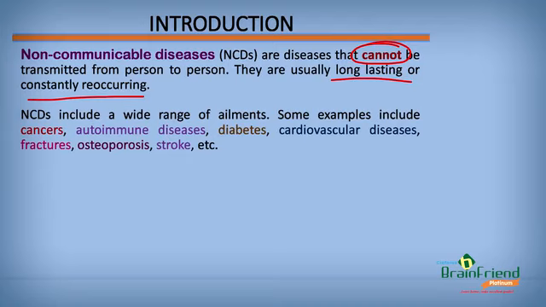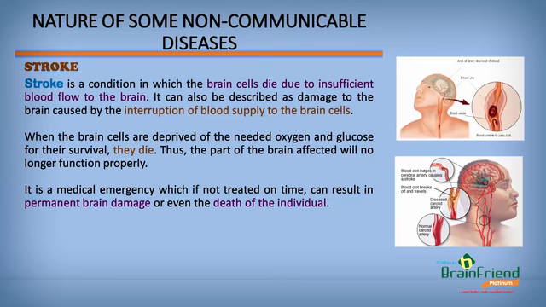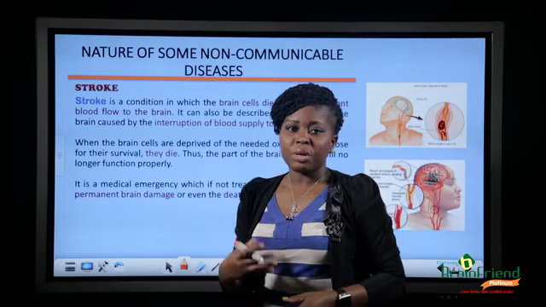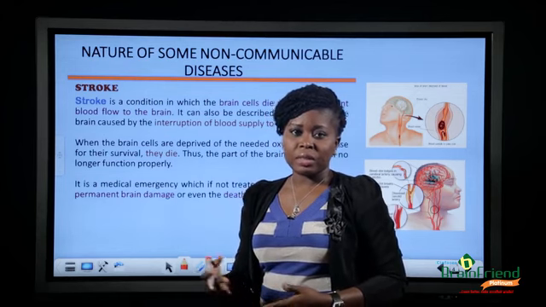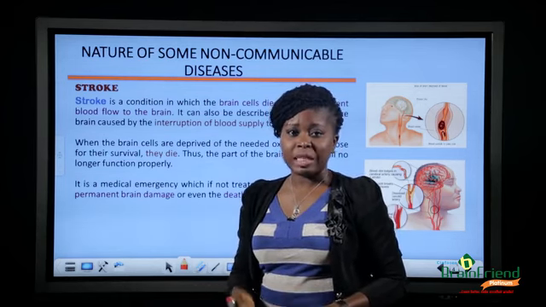We have a wide range of ailments that we can call non-communicable diseases. Some examples are cancers, autoimmune diseases, diabetes, cardiovascular diseases, fractures, osteoporosis, stroke, etc. So we'll be looking at stroke. I'm sure you would have heard the word stroke, okay? People coming down with the disease, stroke. What does it actually mean?